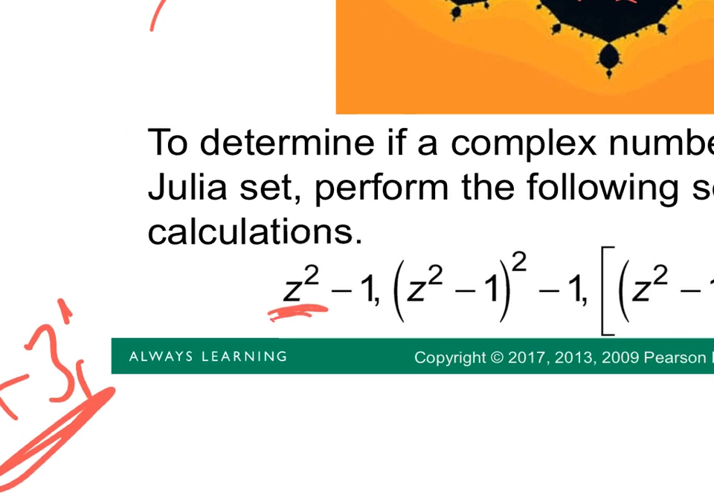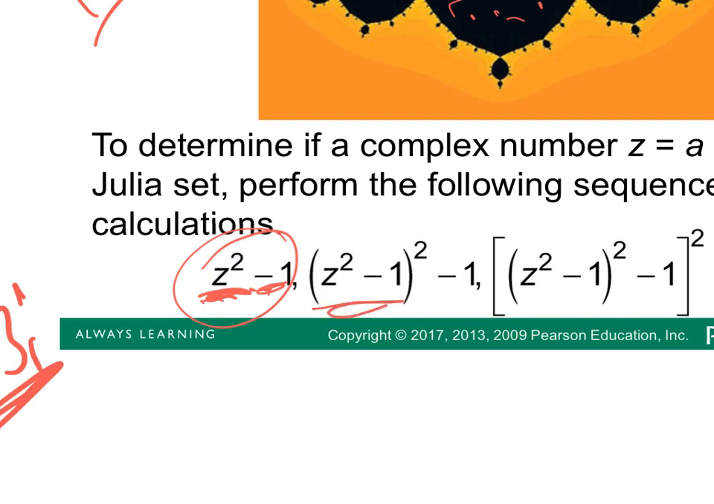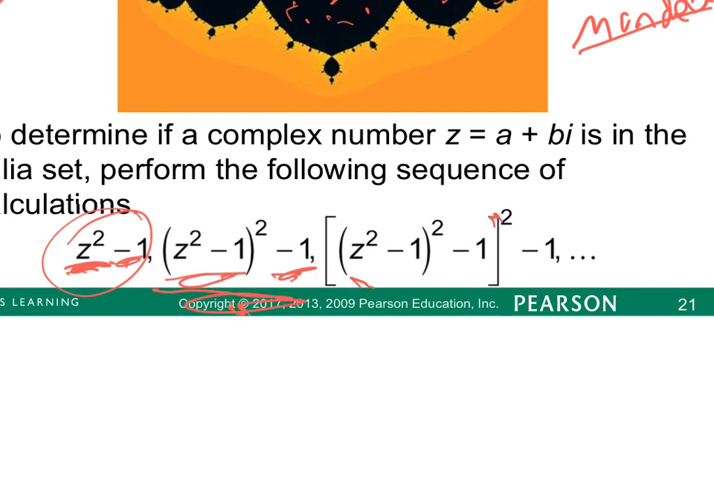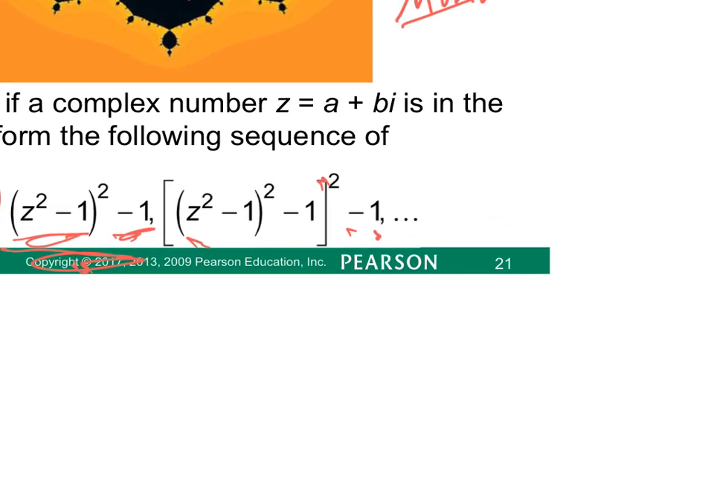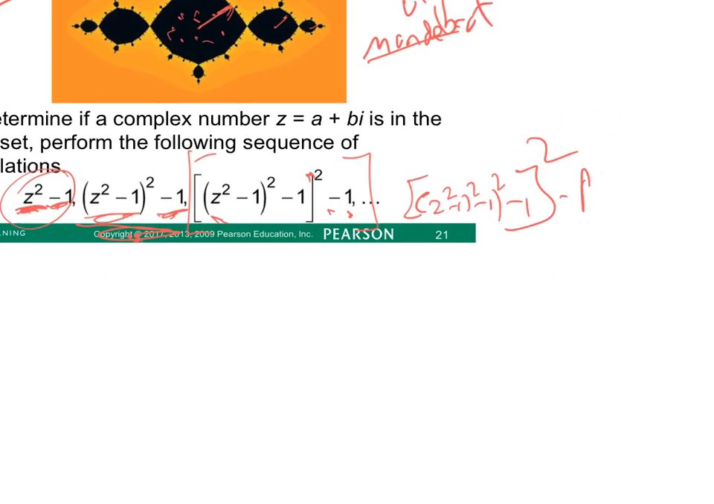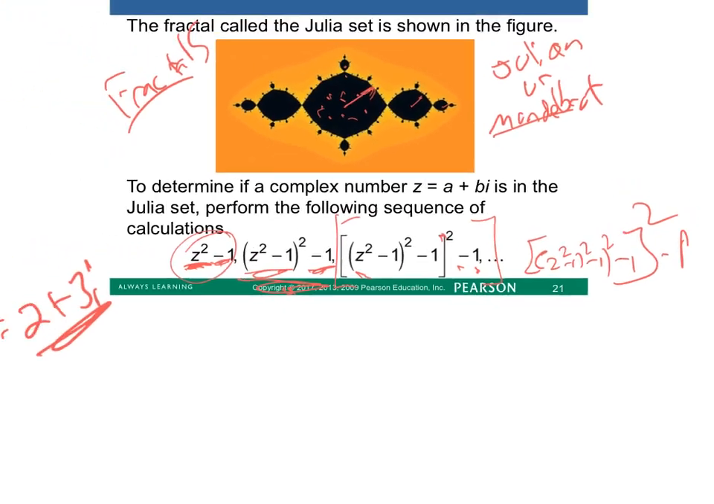He starts out with his complex number. He takes one away from it. Then he takes the whole number and squares it. There it is. He takes one away from it. That's the second term. The next term takes this whole answer, squares it, takes one away. And you can guess what the next term will be. It's this whole answer: z squared minus 1, squared, minus 1, squared, minus 1. One more. So you keep on going and going.